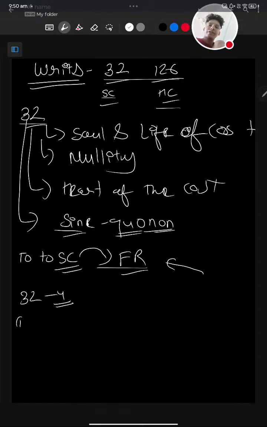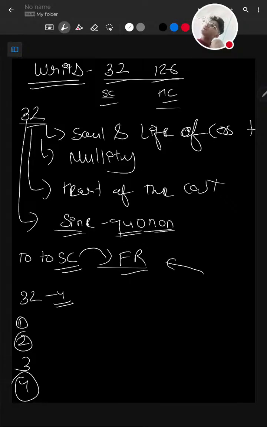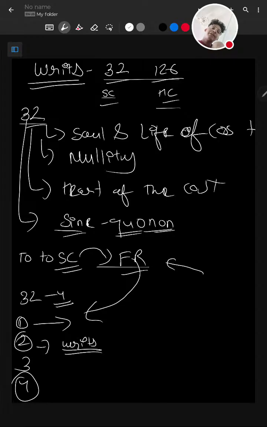The first, second, third and fourth. First one is the right to appropriate proceedings to go to the Supreme Court for enforcement of fundamental rights. What I was saying here, this is the first part. The second part is your writs, which I was talking about. There are five kinds of writs. First is habeas corpus, second is mandamus, third is prohibition, fourth is certiorari, and last is quo warranto.